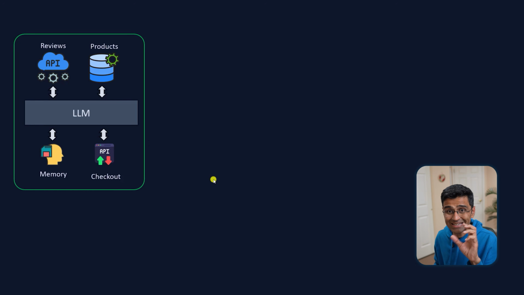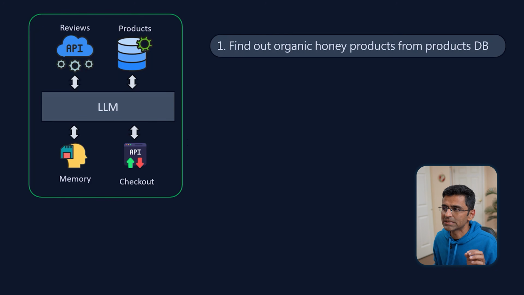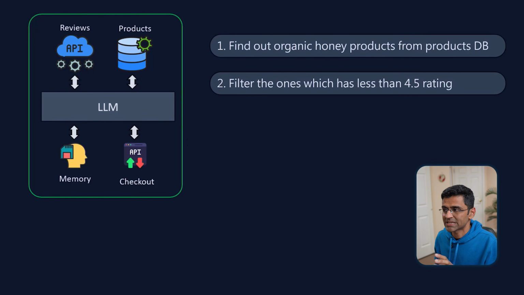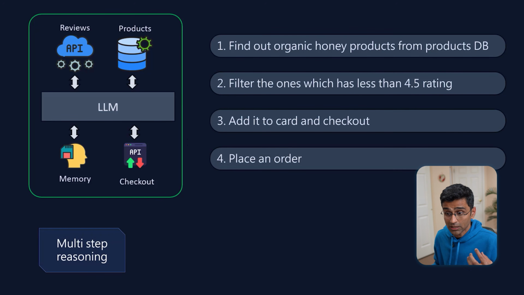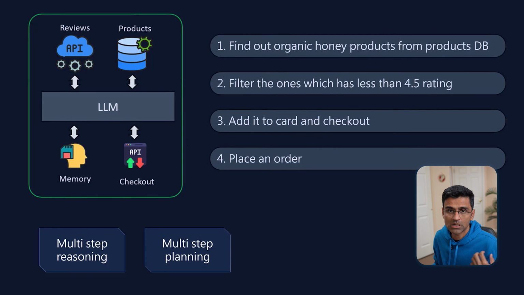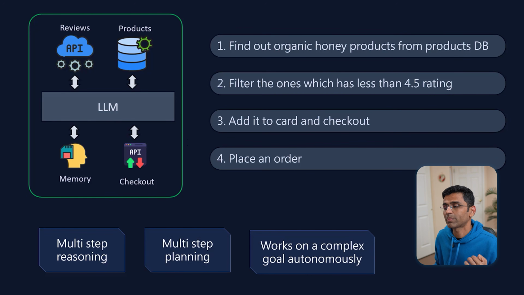If you think about the steps that it performed, it found organic honey products from the products database, then filtered out the ones with less than 4.5 rating, added it to cart and placed an order. So here it is performing multi-step reasoning, multi-step planning and working on a complex goal autonomously. It is deciding whether it should call the products database, review API, checkout, etc. You have not programmed it. The LLM is deciding that in an autonomous fashion. Here the LLM is able to perform complex tasks because it has access to tools, knowledge and memory.